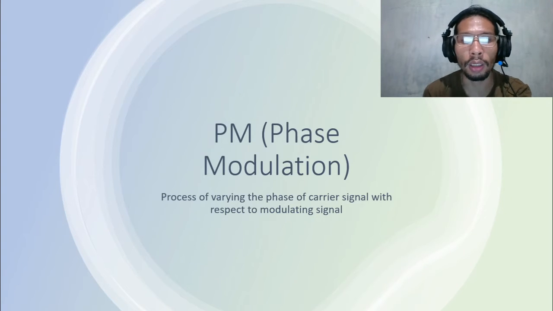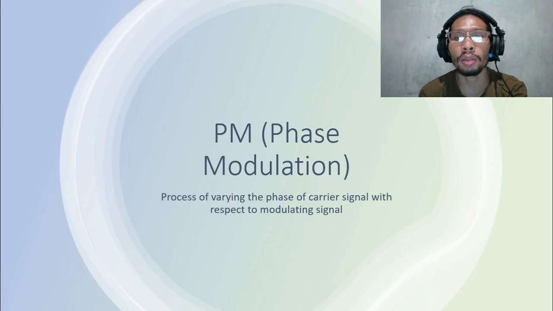So next is the phase modulation or PM. PM or phase modulation is the process of varying the phase of carrier signal with respect to the modulating signal.